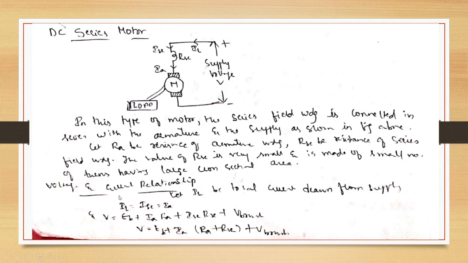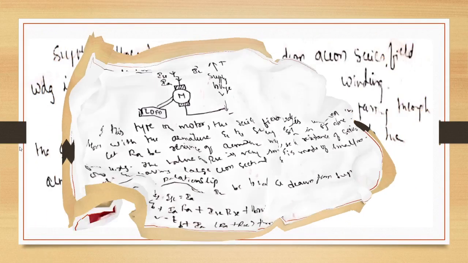Now let us see the voltage and current relationship. Let IL be the total current drawn from the supply. Since all the currents are in series, IL is equal to ISC is equal to IA, because all three currents are in the same line. The voltage equation is V is equal to EB plus IARA plus ISC RSC plus V brush. Taking IA common because the current is the same, V is equal to EB plus IA into RA plus RSC plus V brush.